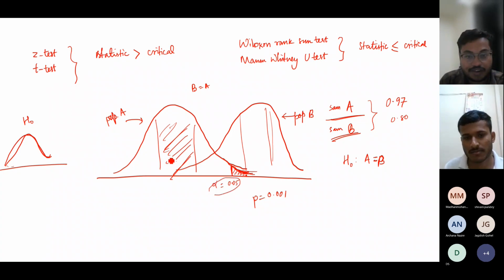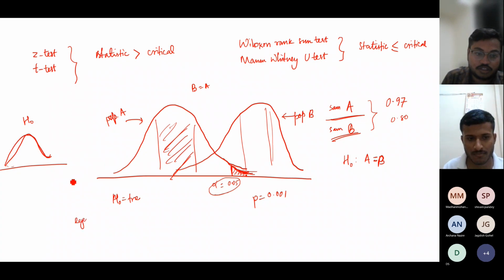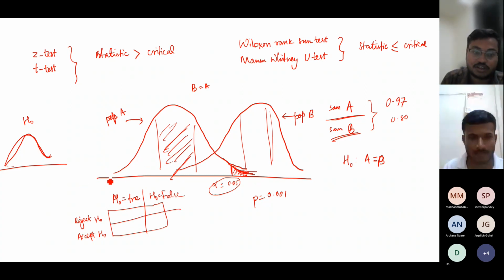So based on the alpha value that we set, there are two types of error that we can have. For example, the null hypothesis is really true, but we reject the null hypothesis. So this is an error. If the null hypothesis is true and we accept it, this is okay. If the null hypothesis is false and we reject it, it's okay. But if the null hypothesis is false and we accept it, that is also an error. And if the null hypothesis is true and we reject it, that is also an error.